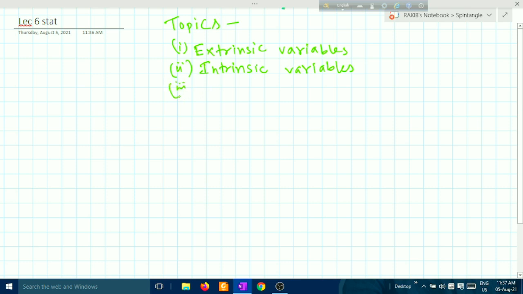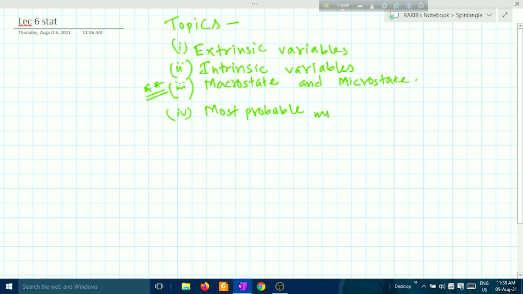Then a very important topic of statistical mechanics: macrostate and microstate. Okay, then we will move on to the most probable microstates, most probable macrostates, and so on. These are the main topics of today's lecture.